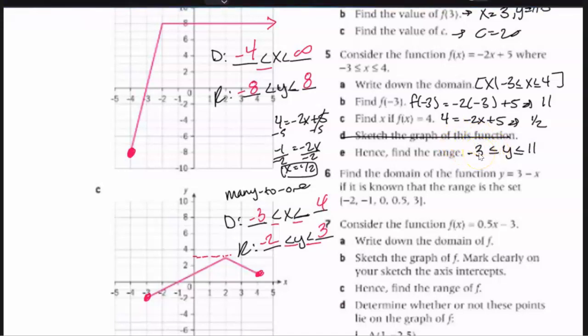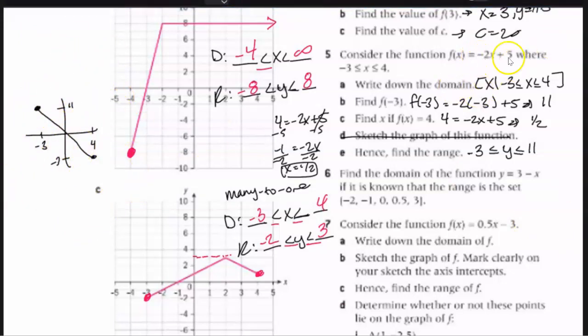Which, if you kind of have an idea of what you drew, it makes sense. We have a negative slope where my x is negative 3. And when we have negative 3, I know I ended up with an 11. So I have a point here. I also have a point at 4, which is as far as my graph goes. And when I plugged in 4, you ended up getting negative 3. So if I sketch my graph, this is basically what I got. And then you would see that your domain is from negative 3 to 4 and your range is negative 3 to 11.